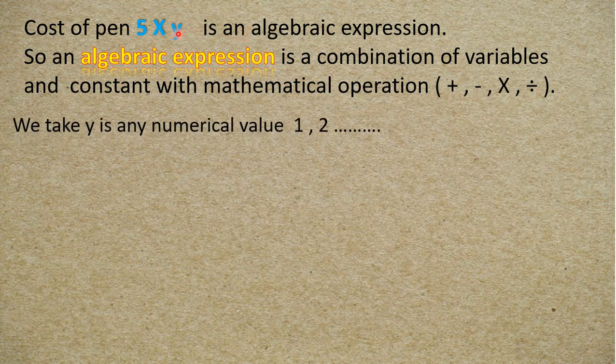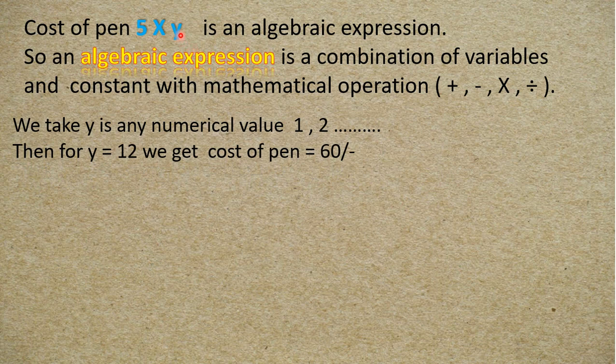The value y may be 1, 2 or any value. y is any numerical value. Then for y equal to 12, what do we get? 5 into 12 is 60 rupees, the cost of 12 pens. So here the value of y is 12. Here we can write 5 into y is equal to 60. Why are we writing here 5 into y is equal to 60?